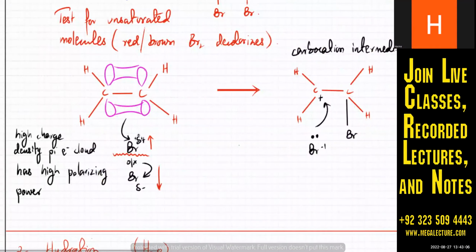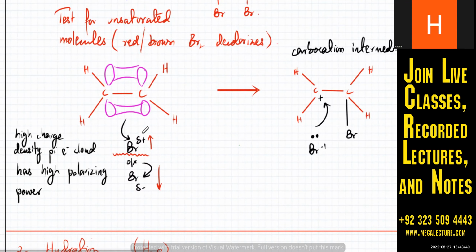So what they do is that if a bromine molecule comes in, they will polarize the bromine molecule. They will repel the electrons in the bromine bond, and the electrons will get pushed away. This bromine will become negatively charged. This bromine will become positively charged, right? So it's a high charge density pi electron cloud, and it has high polarizing power. So it's going to do that. The bromine will turn into a positive ion. One of the bromines will turn into a negative ion. The positive bromine will get attracted to this high charge density electron cloud. Is that clear? Yes, sir.